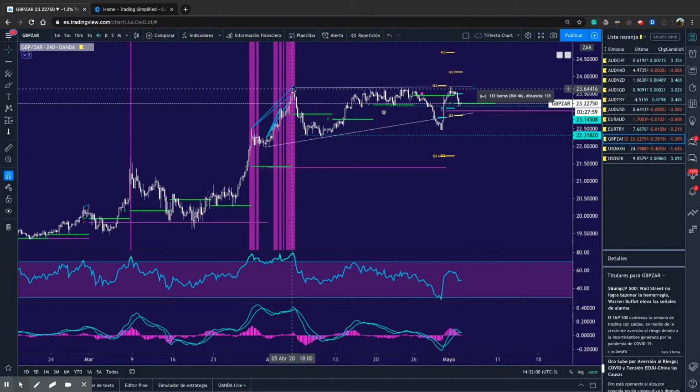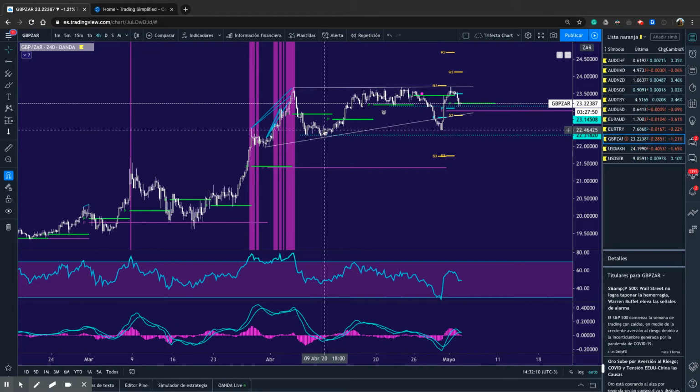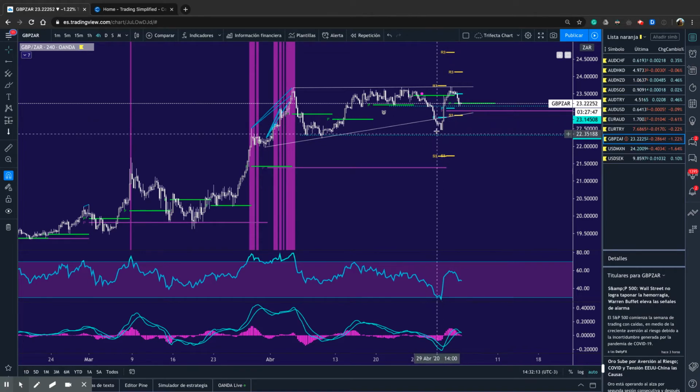So here we have a really nice range movement. We have the equal highs, and we have the price bouncing in this support level. Here the price did not get to the support level, but almost got there.